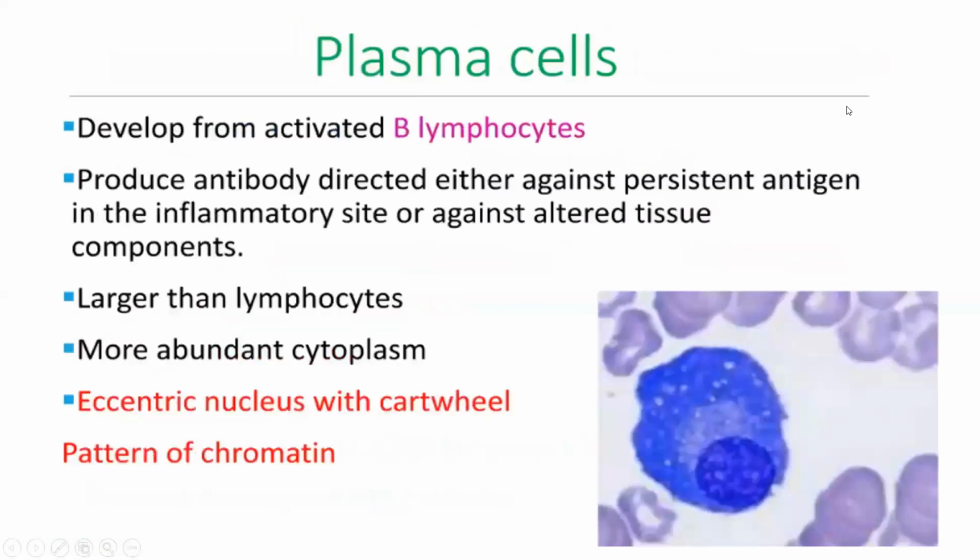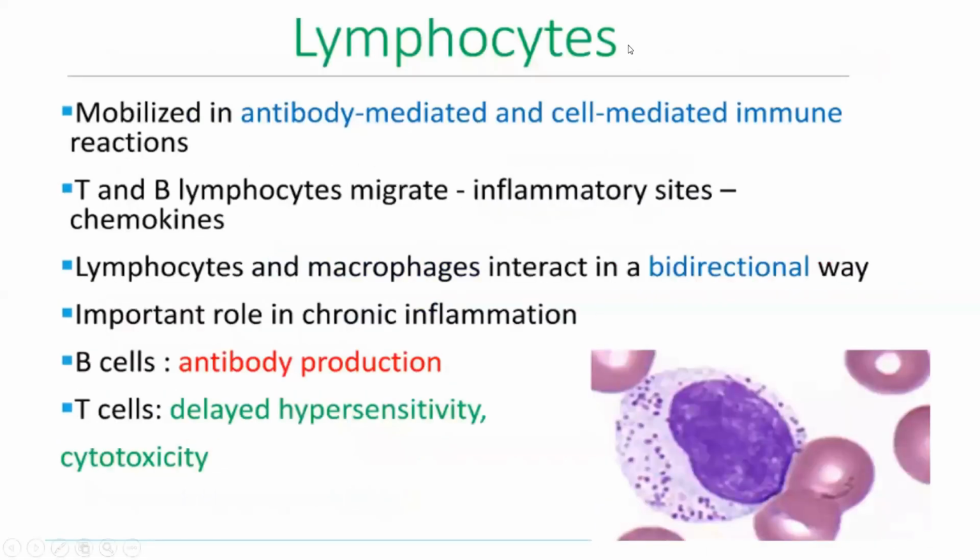Now discussing the lymphocyte. Lymphocytes are mobilized in antibody mediated and cell mediated immune reactions. In chronic inflammation, usually immune mediated chronic inflammation, lymphocytes are mobilized. T and B lymphocytes migrate to the inflammatory sites and release chemokines. Lymphocytes and macrophages interact in a bidirectional manner. What is this line trying to tell us? That macrophages and lymphocytes both play an important role in chronic inflammation.